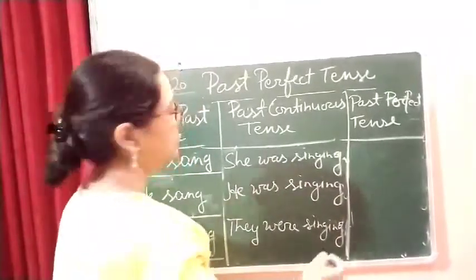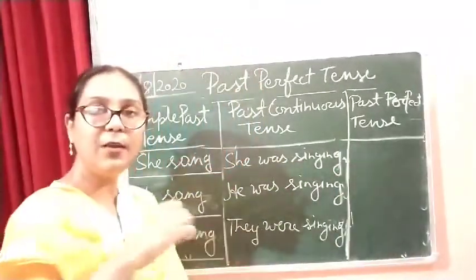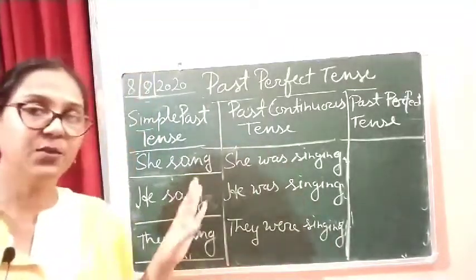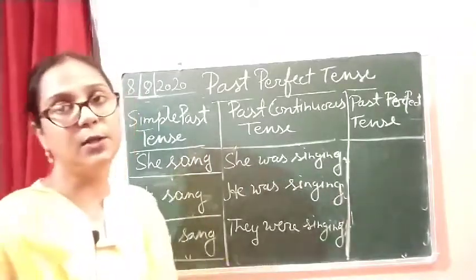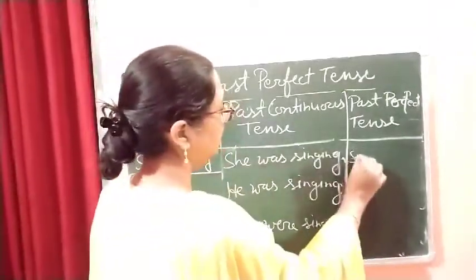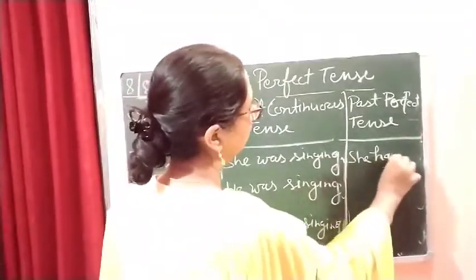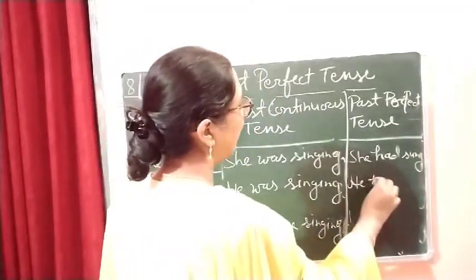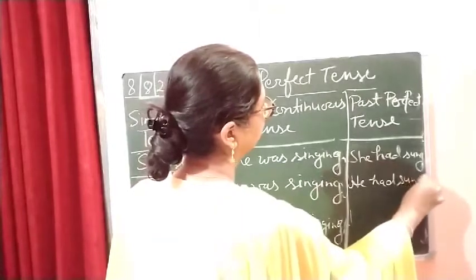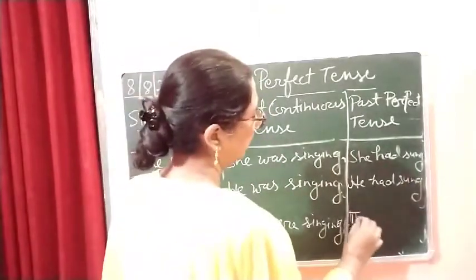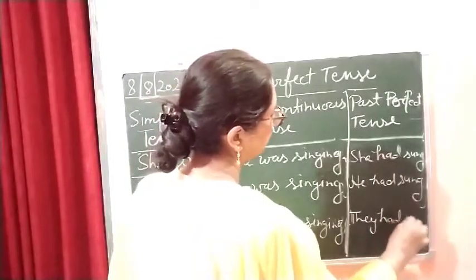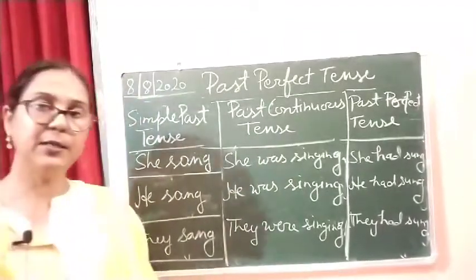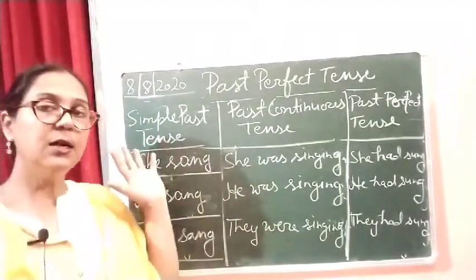In past perfect tense, as you all know, with every pronoun or noun we are supposed to use had, along with the past participle. So with she, we are supposed to use had sung. He had sung. They had sung.